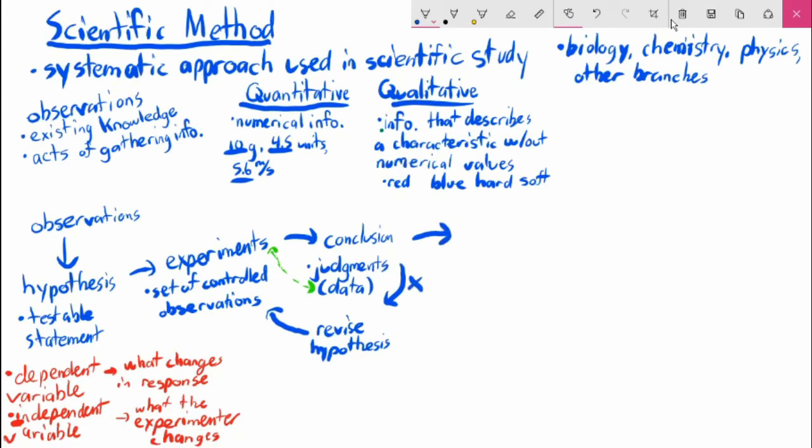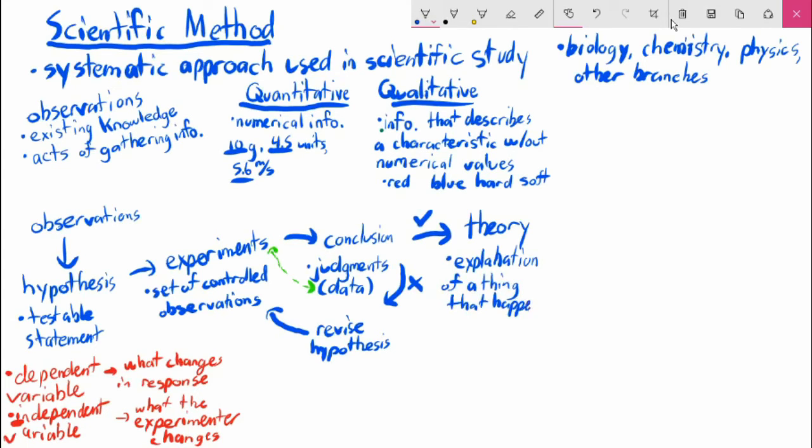So we'll put an X to say it doesn't support and a check to say it does support. So if it doesn't support, it keeps in the loop. If it supports, then it can eventually move on to becoming a theory. And a theory is an explanation of a natural phenomenon based on many observations and investigations over time. So a theory basically is just an explanation of a thing that happens.